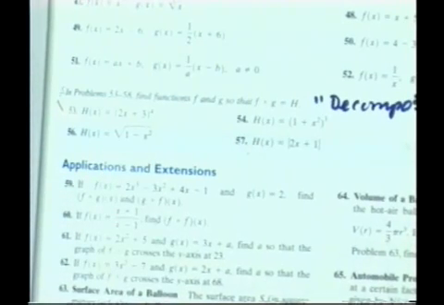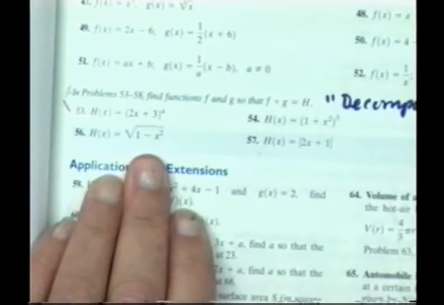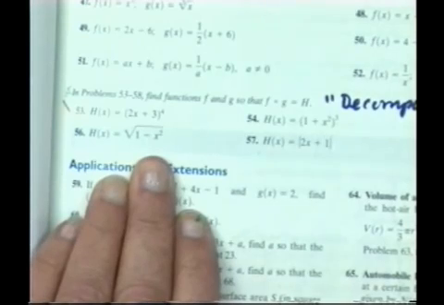How about number 56? We have the square root of 1 minus x squared. What's the big idea here? Square root. So f of x is the square root of x. g is the details of what you're taking the square root of. So g of x is 1 minus x squared. See how it works? I told you I could make this easy.